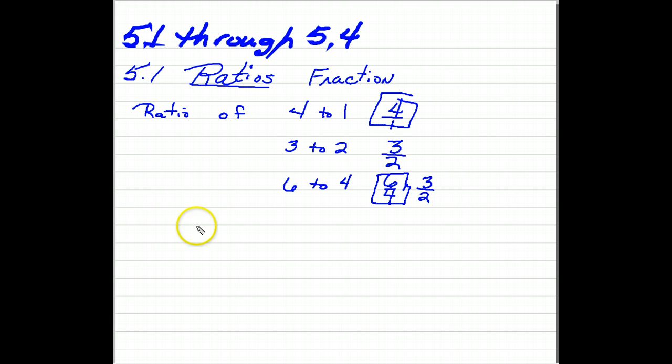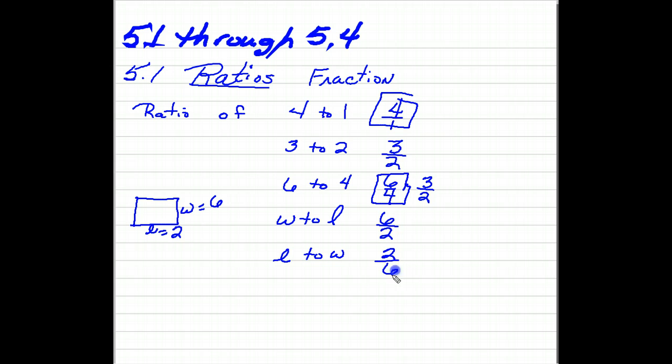Okay, if a ratio of, let's see, you have a square here, and this is your width and this is your length. Say the width is 6 and the length is 2. If it says the width to length, you would do 6 to 2. If it said length to width, you would be 2 to 6 would be the answer. And then see if it says to simplify or not.